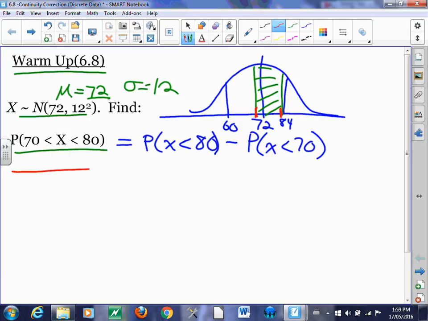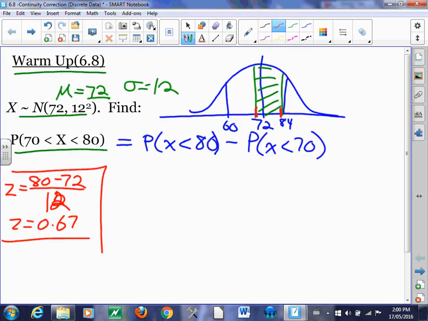So let's just off to the side use our z-scores. Let's find the first one. So z equals, for the high end limit, 80 subtract 72 divided by 12. So that z-score is 0.67. Do the second one, which is your lower limit. It should be negative because it's below the class average.